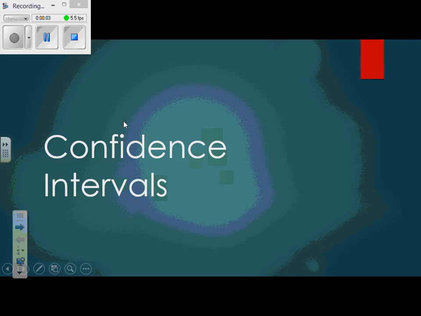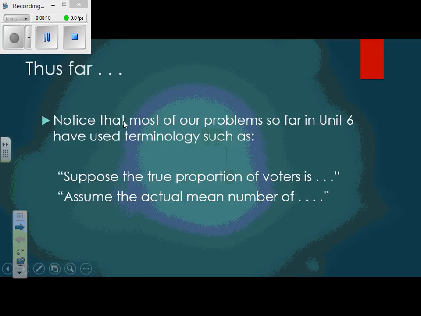We're going to take a look at what confidence intervals are and how we're going to use them here in this class. So this video is a quick intro into it. Notice so far in a lot of the problems we've been doing, it started with something along the lines of suppose the true proportion of something is, or assume the actual mean number of blah blah blah. So a lot of times we're starting our problems with some kind of assumption about what the true value is. In other words, what the true parameter is to describe a population.